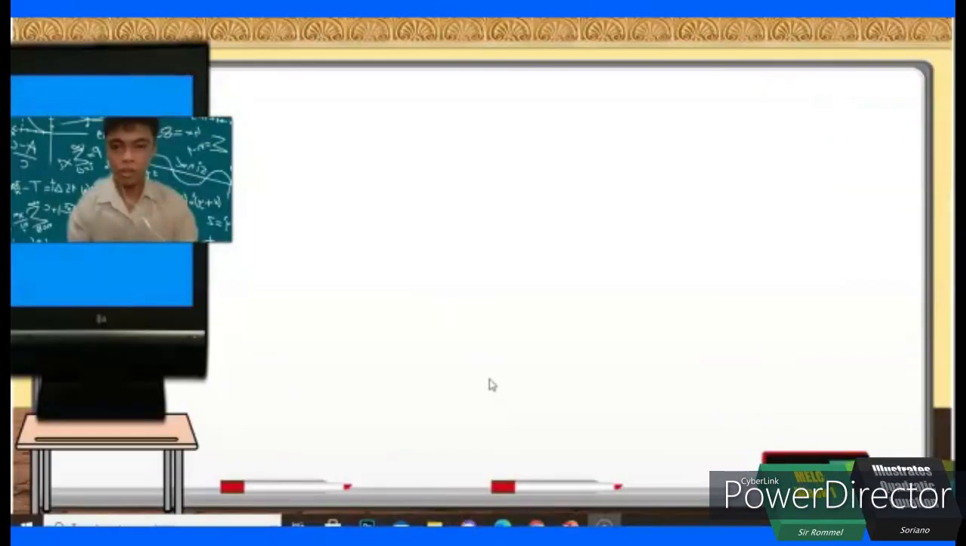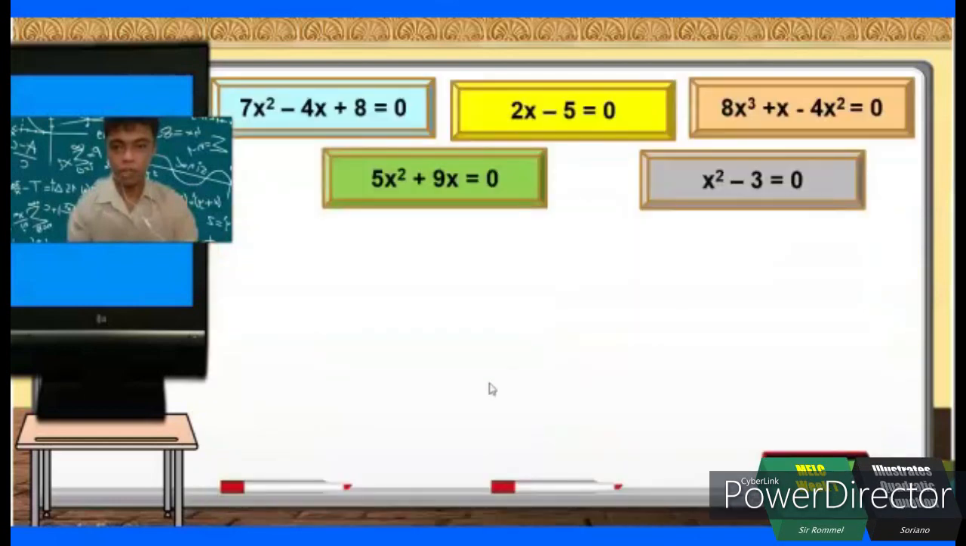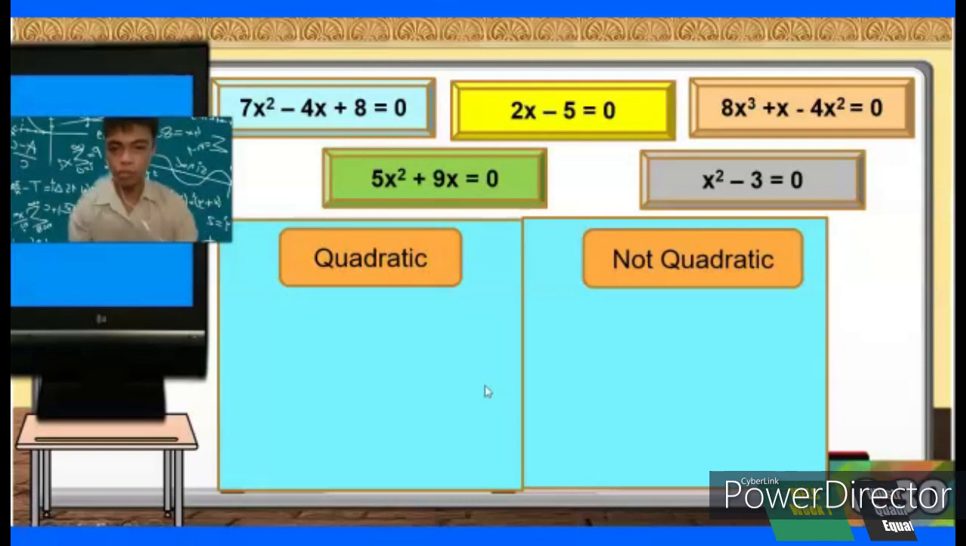Para sa ating activity, meron tayong 5 equation. Ang gagawin natin, i-group natin kung quadratic or not quadratic. So, i-ready ang ating papel and ballpen para i-group na natin. Bibigyan ko kayo ng 30 seconds. So, simulan na natin.